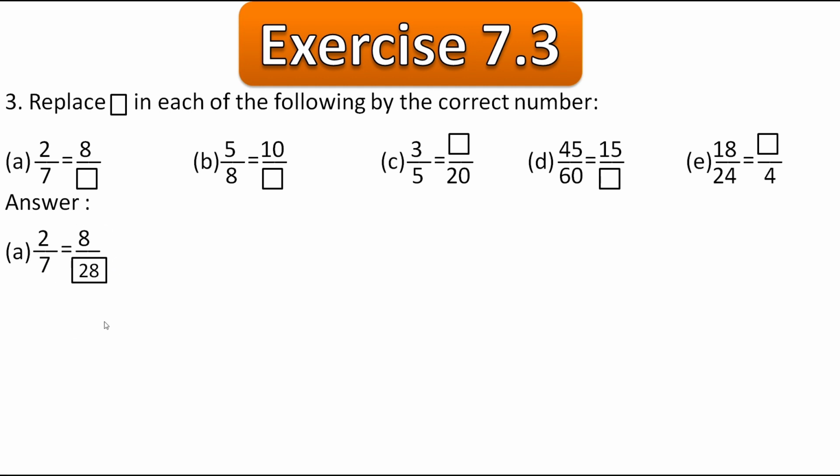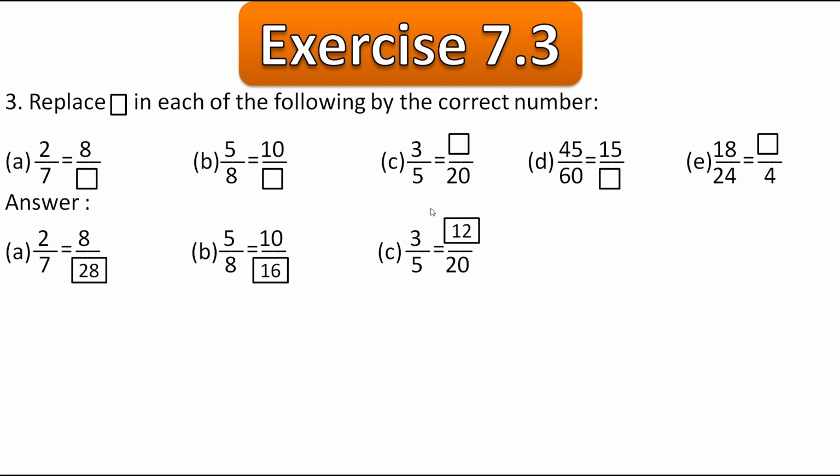Understood? Now I'll take this second one, that is 5 upon 8 is equal to 10 upon box. Okay. Now everyone knows that 5 twos are 10, right? So here to write in the place of box, we have to multiply this 8 with 2. Why 2? Because 5 twos are 10. So 8 twos are 16. Okay. Now let's take this third one. 3 upon 5 is equal to box upon 20. Okay. Now here 5 fours are 20, right? So 3 fours are 12.